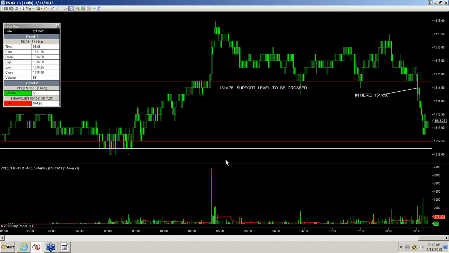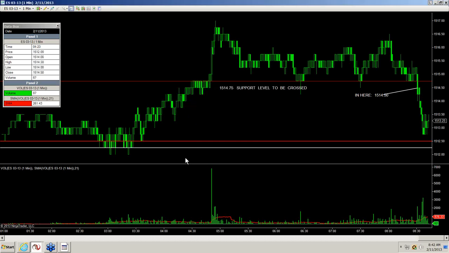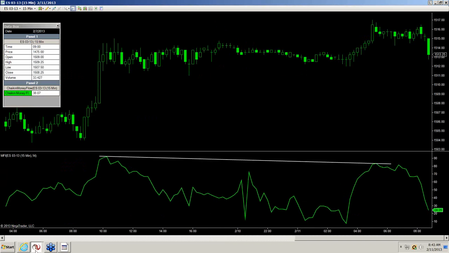Looking to get to the initial price profit target of 1512.50, possibly even to this level right here, to close 1512.25. Let's go back and take a look and see what's the current state of the 15-minute indicators.